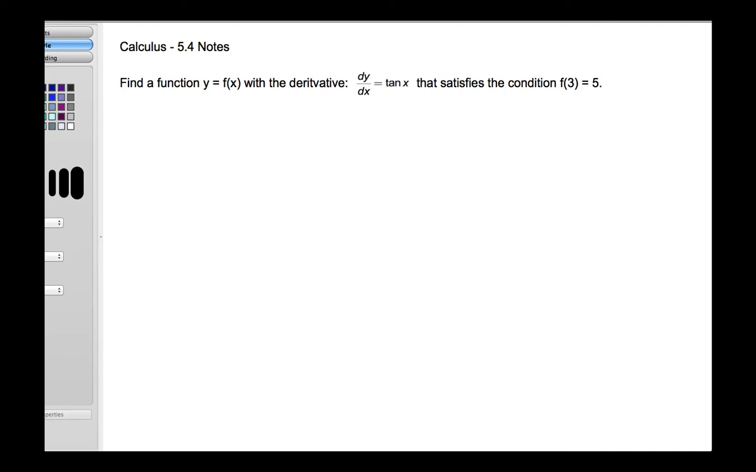Okay, so here's one that's a little bit trickier now. Find a function y equals f of x with the derivative dy dx equals tan x. All right, no problem. By the way, we want f of 3 to equal 5. Okay, no problem. So they're giving me my derivative right here, and they want us to go back and find a function that this is related to.